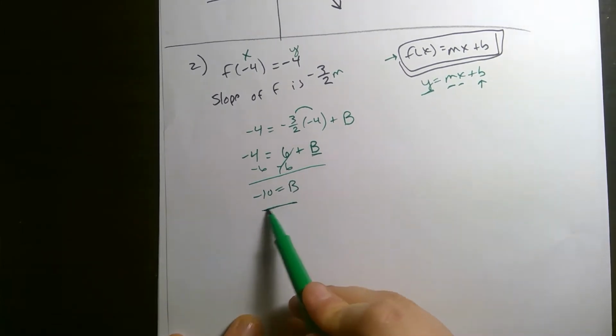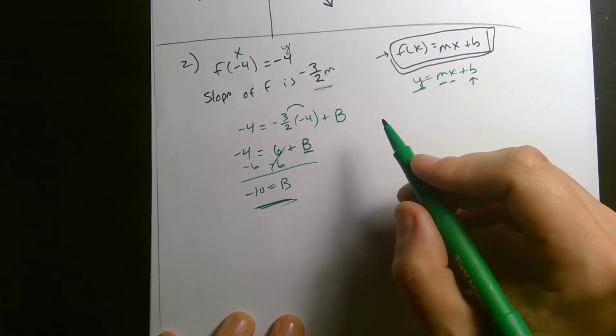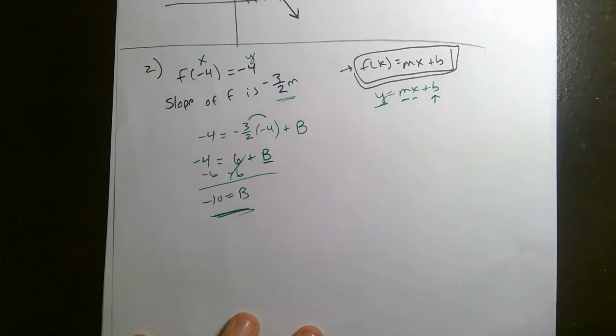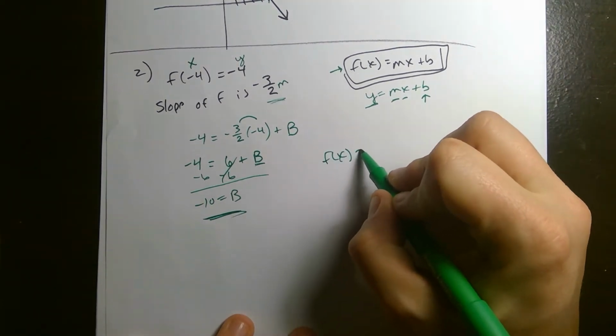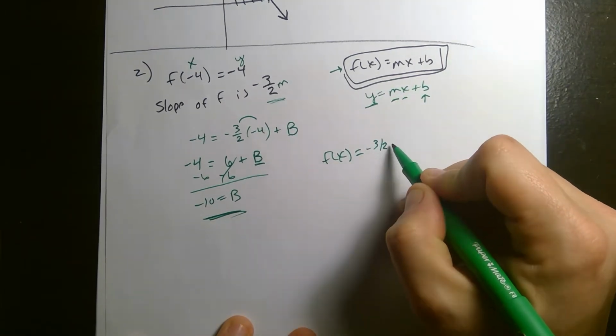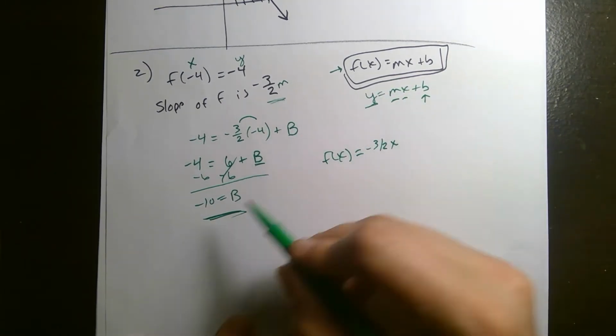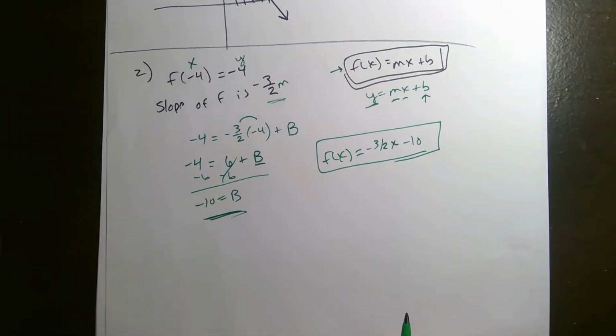And so now I'm going to take the fact that b is equal to negative 10. I'm going to take the fact that I have the slope, and I'm going to actually write my function. And so when you're doing this in Hawks, here's what you're going to have to have. Here's your function. You're going to say f of x equals, you know that your m value is negative 3/2. X is going to stay the same. Minus 10. Here's my function. That's it. I'm done.